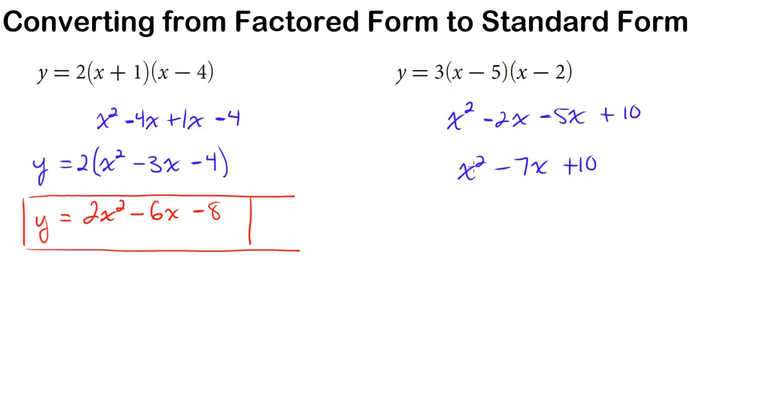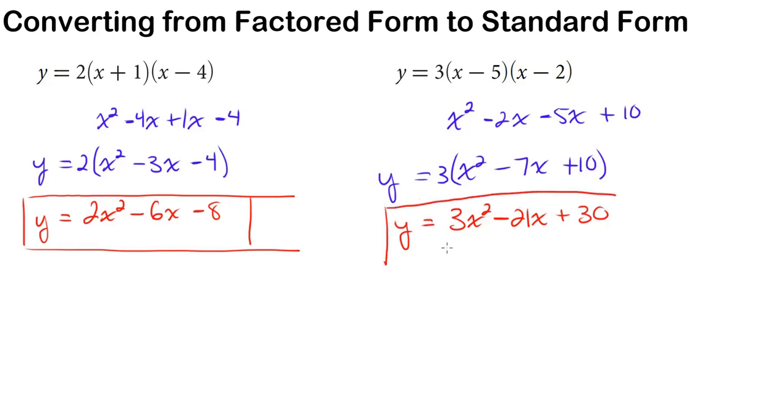And again, we cannot forget about this 3, this k value of 3. So now we need to distribute. So 3 times x squared, that is 3x squared. And 3 times -7x, that is -21x. And 3 times 10, that is 30. So here again is the quadratic function in factored form of y equals 3 times x minus 5 times x minus 2, converted to standard form, y equals 3x squared minus 21x plus 30.